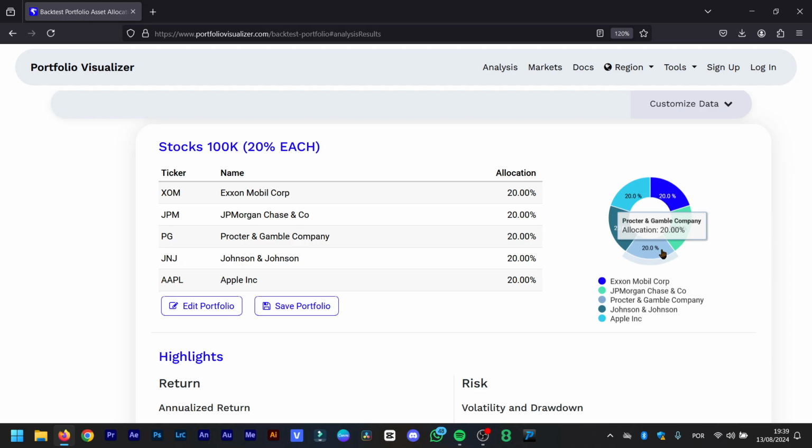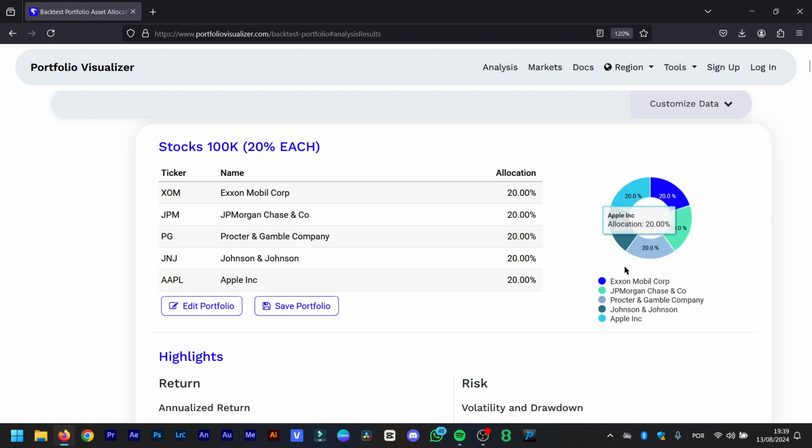And finally, we're gonna put $20,000 into Johnson & Johnson, or J&J. Sorry, J&J. This stock gives us exposure to the healthcare sector, which is always a good idea for long-term stability if you are looking for that in your portfolio. Okay, that's pretty much it.